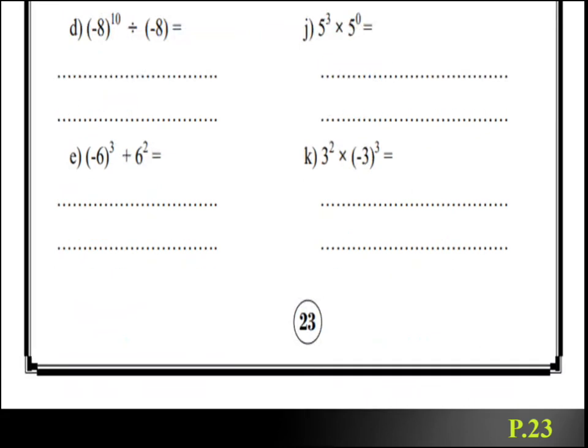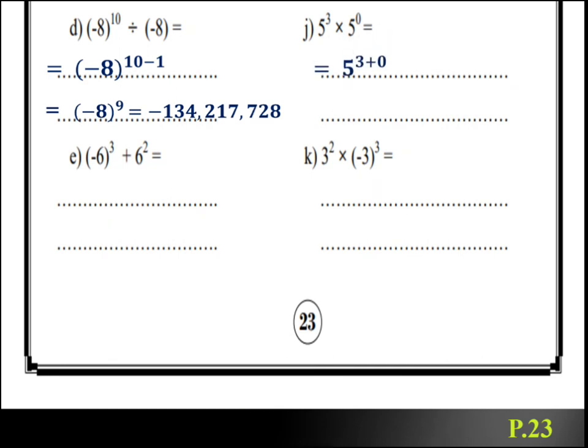Letter D. Negative 8 power 10 divided by negative 8 without power. What do we mean by without power? Can I put it as 0? No, of course we can put it as 1. Any number without power means power 1. So negative 8 power 10 divided by negative 8 power 1. Here we have same bases and we have division between the two numbers. So the first step will be negative 8 power 10 minus 1, which is negative 8 power 9, and my final answer equals negative 134,217,728.